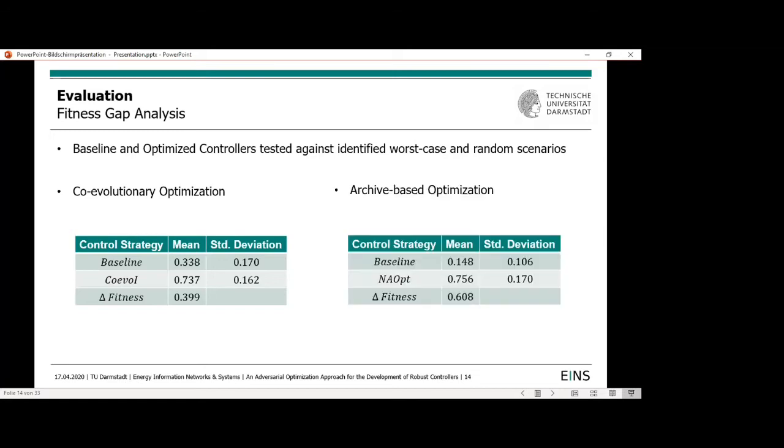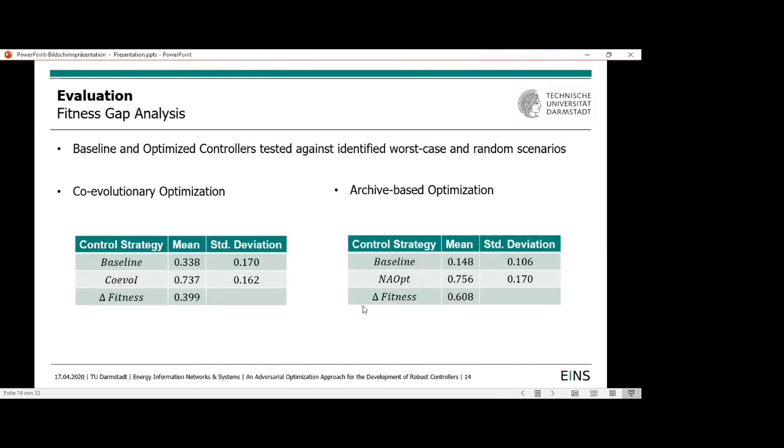And comparing this to the results of the archive-based optimization, we see in the first row, first of all, that the mean performance of the baseline is even lower, and we have a rather low performance. So this further indicates that this approach finds somewhat more severe scenarios. And on the other hand, if you look at the difference between the mean performance of the optimized controllers and the baseline, which is again depicted in the last row, the fitness gap, we see that with about 0.6, the identified controllers with the archive-based optimization are even more robust with respect to the baseline performance.